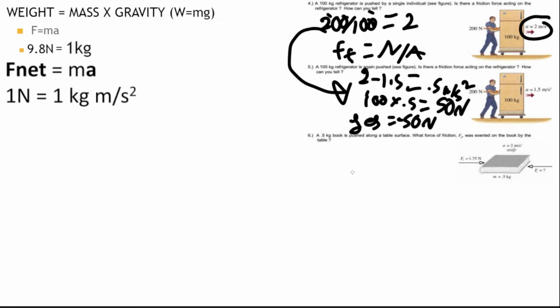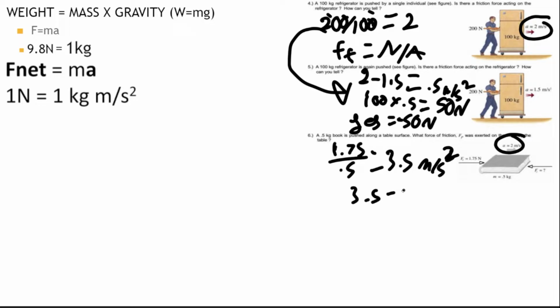We want to do the same thing we did before to find our acceleration by doing 1.75 divided by 0.5. If I grab my calculator here, that's about 3.5. So the acceleration without friction is 3.5 meters per second squared, which is what we want. We know that we're actually going at 2 meters per second squared, so we want to find the change in that. So we do 3.5 minus 2.